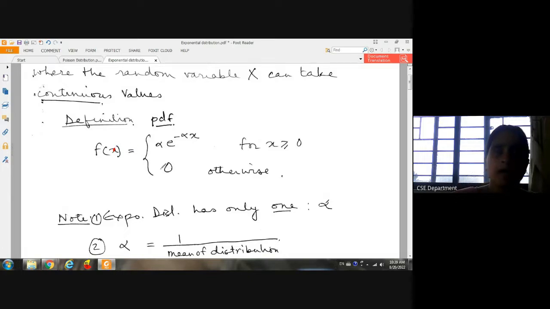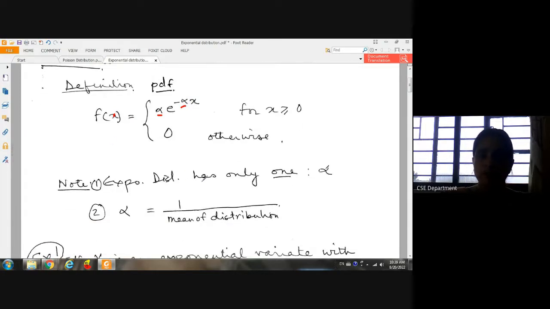What is the formula? f(x) is alpha e to the power of minus alpha x, for all x positive or 0. For any negative x, f(x) is 0. This is the formula. Note, exponential distribution has only one parameter, that is alpha. There is no n and p; alpha is given directly in the problem. And alpha is 1 by the mean of the distribution. If in the problem the mean of the distribution is 3, then alpha is 1 by 3.